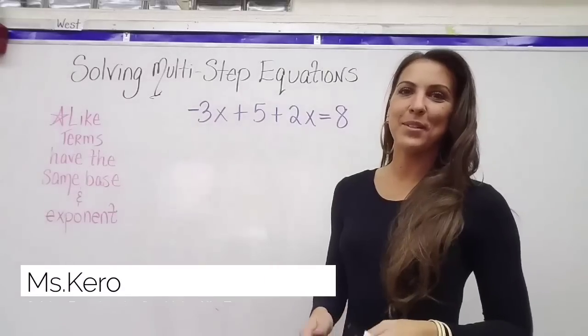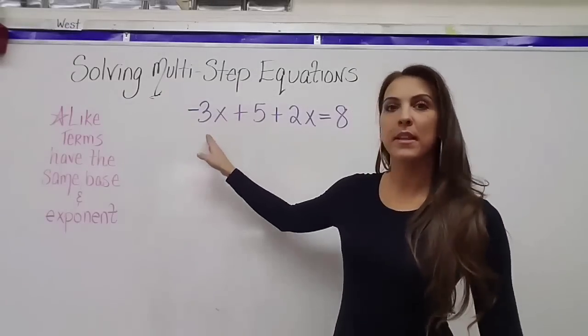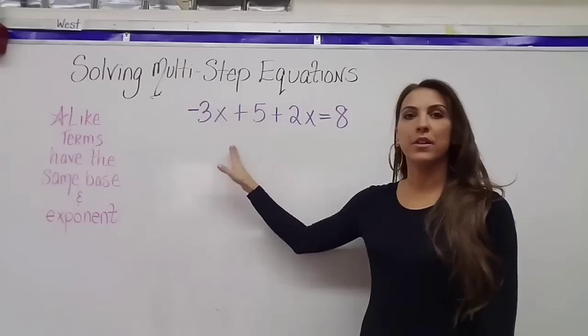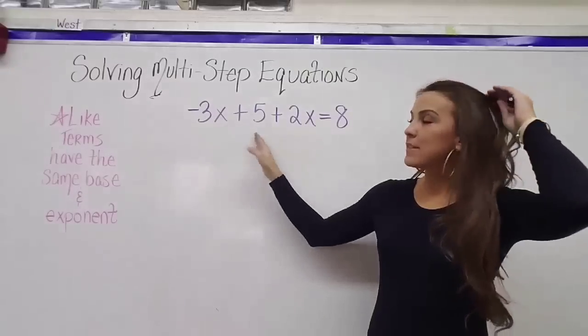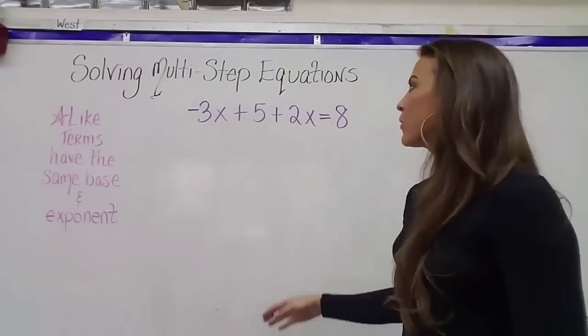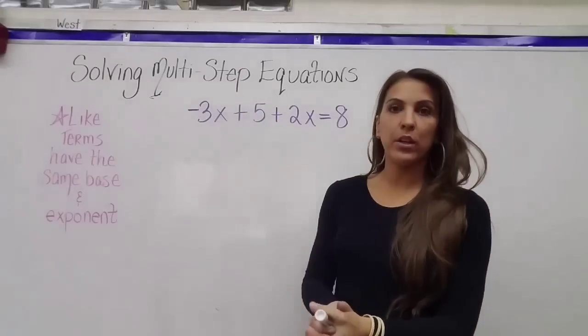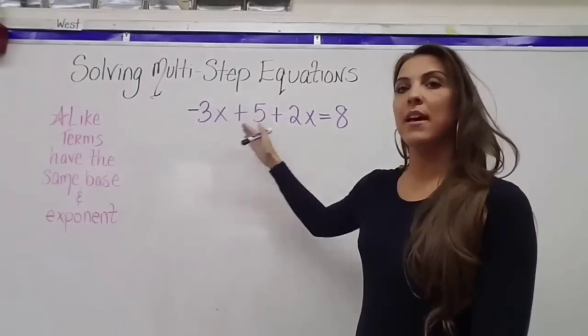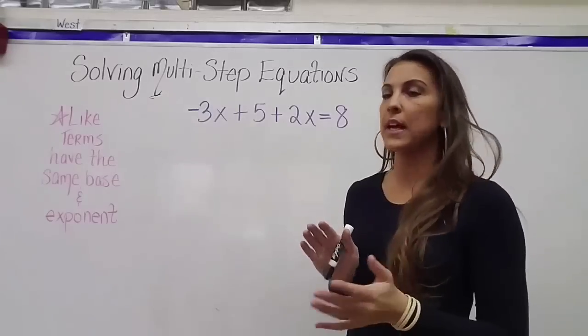Hi guys, today's video is going to be solving multi-step equations in which there are multiple terms that have a variable. So you see in this equation that I'm giving you, we have a negative 3x and we have a 2x. They are on the same side of the equal sign. So this video is going to deal with how we solve equations that look like that. If you have an equation with a variable on the left side and the right side, that's another video. So look for one with variables on both sides.